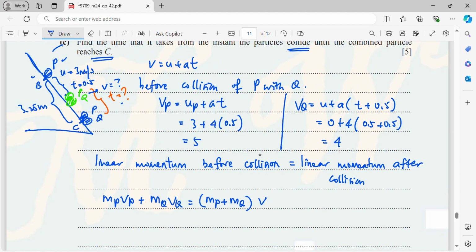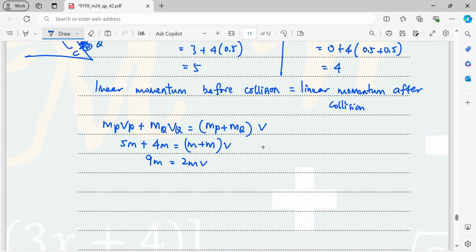So now the VP is 5, the MP is M, VQ is 4, MQ is M as well. So the MP plus MQ is basically M plus M times V. So 9M is 2MV. So then the M will be cancelled off from both sides. So your V is 9 over 2. That is 4.5 meters per second. Means that once they combine together, they are traveling at 4.5 meters per second.